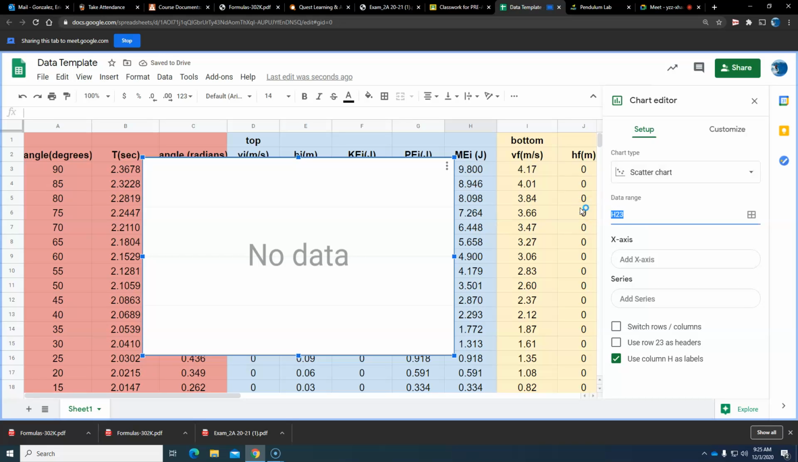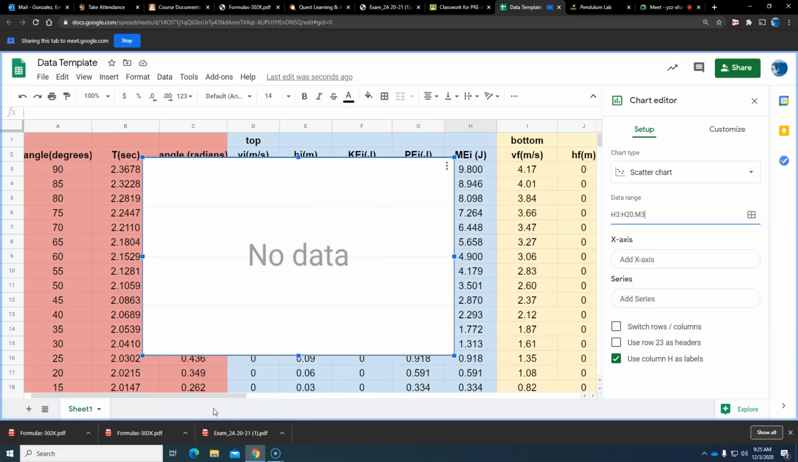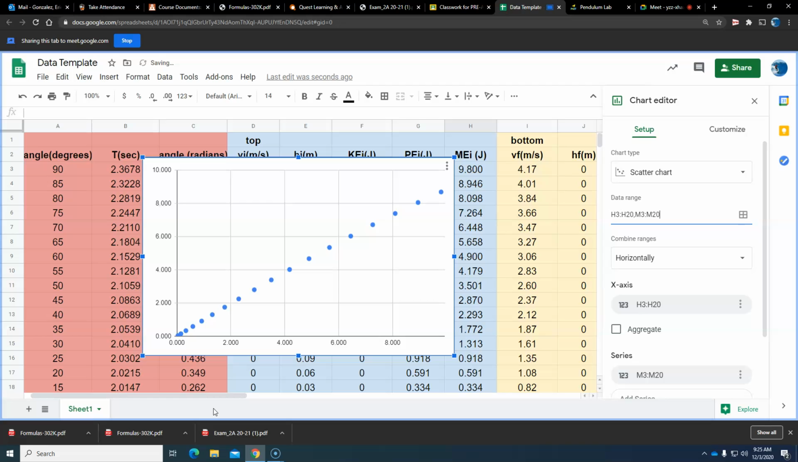And in the horizontal axis, you are going to put mechanical energy initial. That is H3 semicolon H20. Mechanical energy final is, let me see over here, M. So M3 semicolon M20. And as you can see, it's a straight line. And in theory, they are supposed to be equal. That means that potential energy at the top transformed into kinetic energy at the bottom. So in theory, the slope of this line is supposed to be 1.